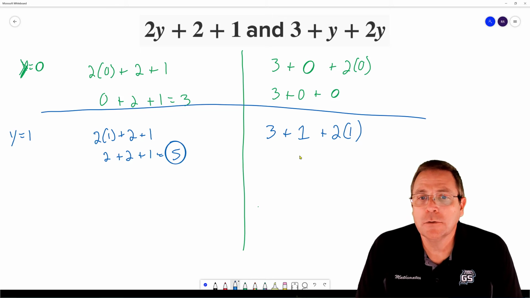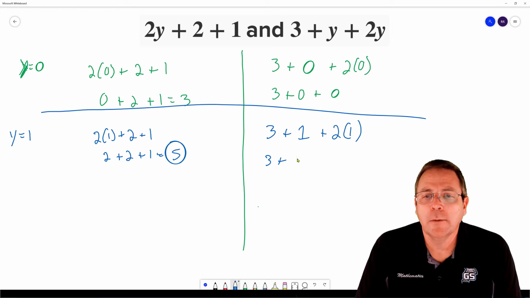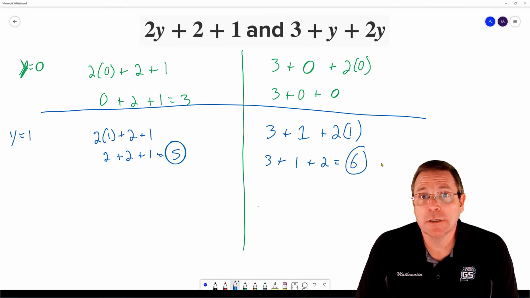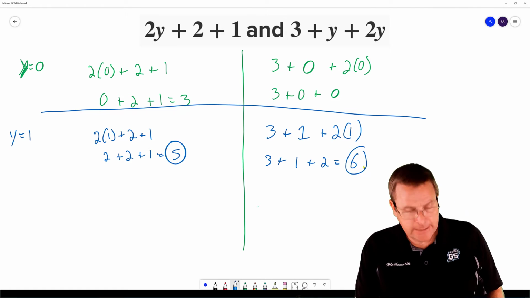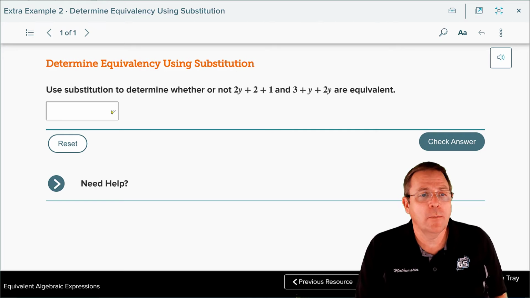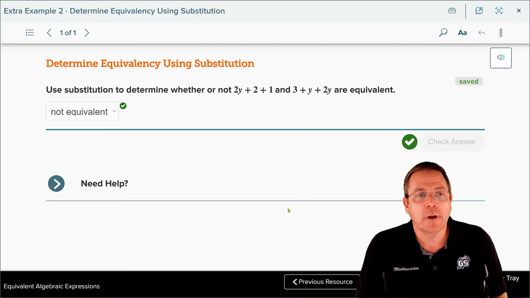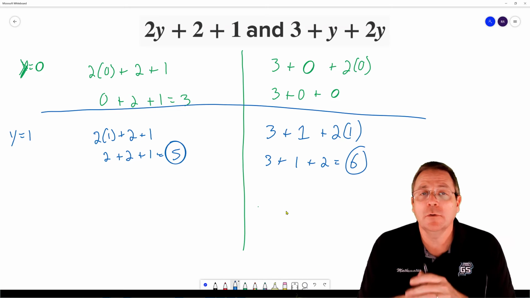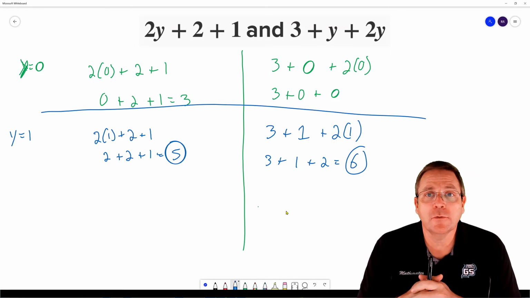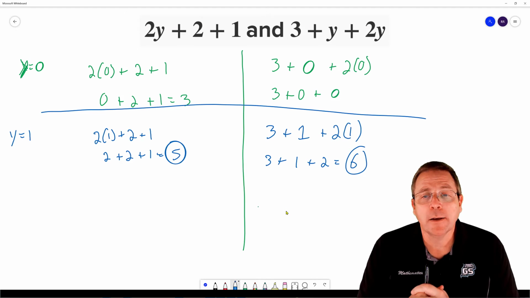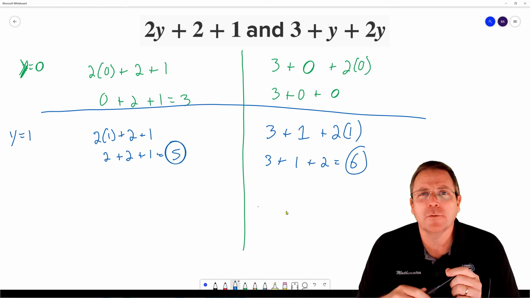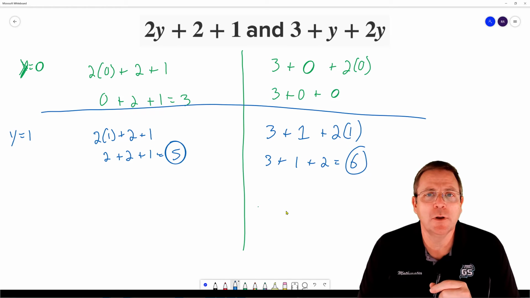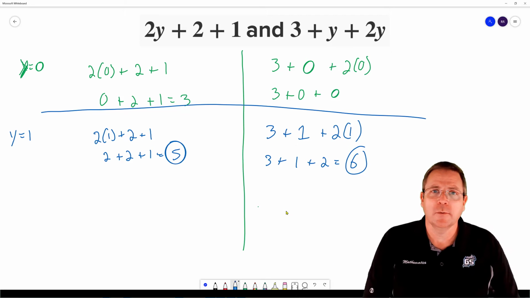And I see an issue coming here. That's going to give me 3 plus 1 plus 2 times 1 is 2, which is 6. Is 5 and 6 the same? It is not. And since it is not, we can go back to our problem and we can say they are not equivalent. It checked using zeros. Zeros gave us the equivalent answers. But when we tried our second number, that second number didn't work. That's why it's so important to use 2 attempts, 2 different numbers when you're checking these using substitution.